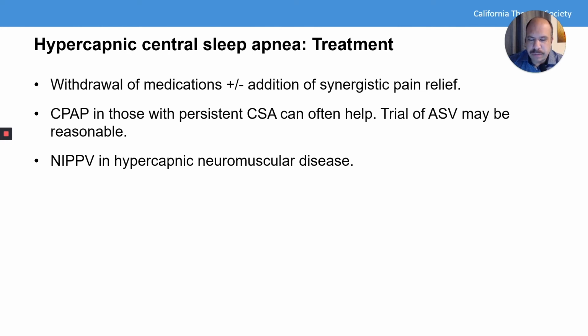CPAP in those patients with persistent CSA can often help. A trial of ASV may be reasonable. Again, be sure that patients don't have heart failure with reduced ejection fraction. And then when you're thinking about patients with neuromuscular disease, the mainstay of therapy here, if they have significant central sleep apnea, is bilevel, non-invasive positive pressure ventilation with a backup rate, so ST, BiPAP ST.